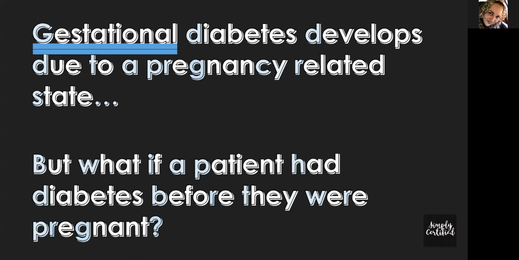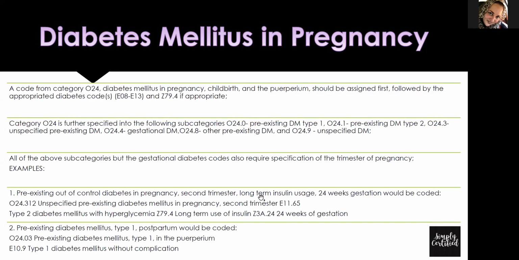Gestational diabetes develops due to a pregnancy-related state. But what if the patient already had diabetes before they got pregnant? What if they were a type 1 diabetic or type 2 diabetic or some other kind of diabetic, and then they got pregnant and now everything's worse? There's codes for that. Diabetes in pregnancy. So it's a little bit different than gestational diabetes, which is a secondary type of diabetes.